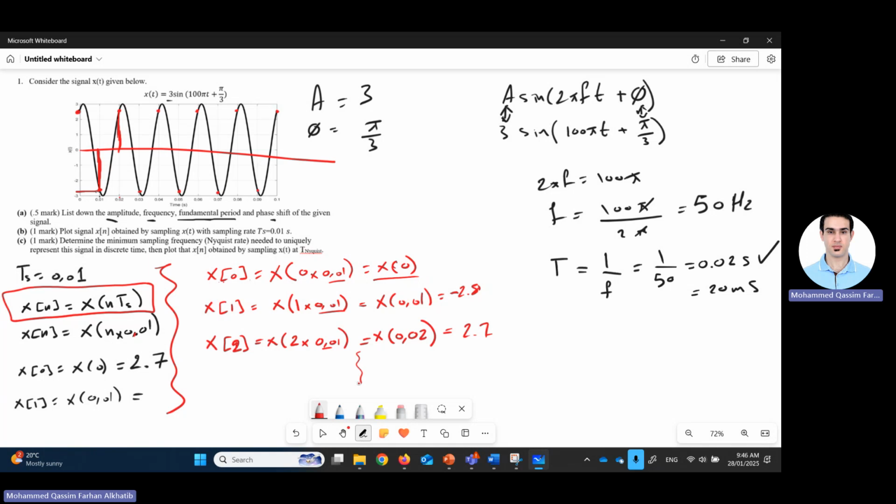And also depending on the function. Let's say if I'm giving you the function like this, and that's from negative 10 to 10. And I ask you to sample every 1 second. So I will have the negative values there.